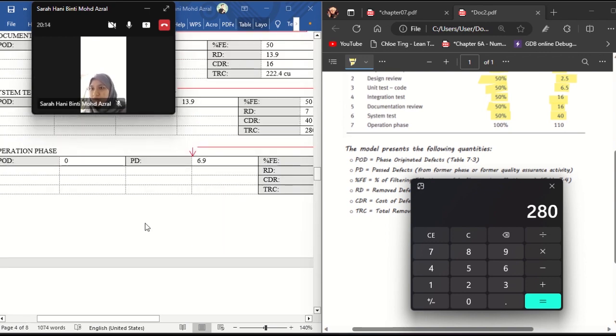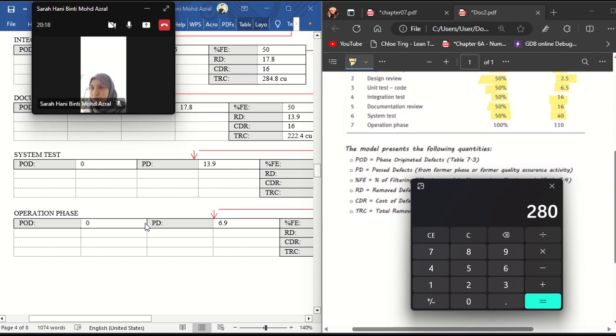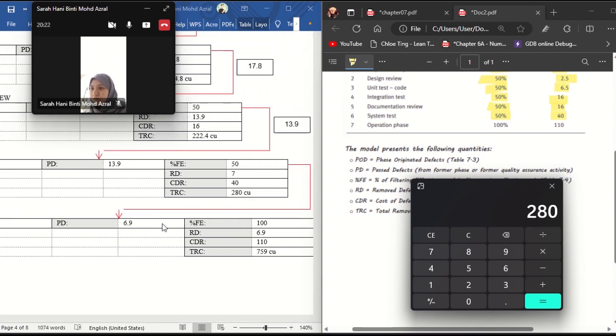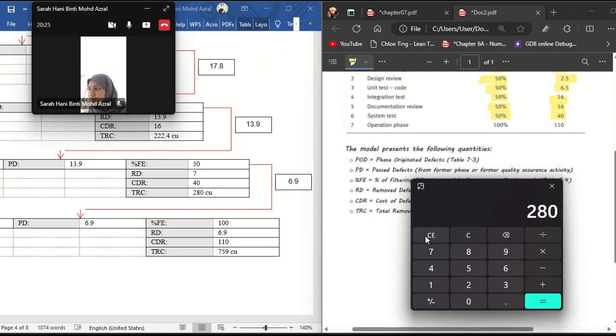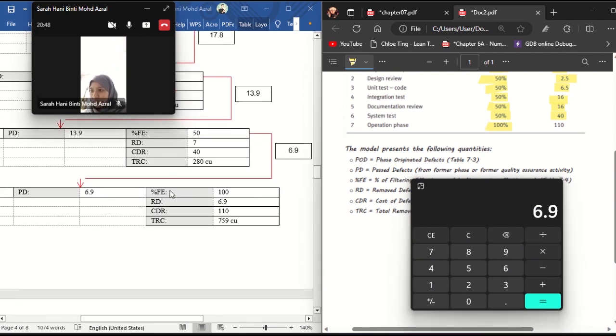So the last phase is the operation phase. Since the POD was not given, it's 0, and the PD was 6.9. So 13.9 subtracts 7. We have 6.9. The filtering effectiveness is 100%, given from here. And the CDR, wait. So 6.9 is basically just multiplied with 1, we still get 6.9. For the RD and CDR, you have to multiply with 110, given here.